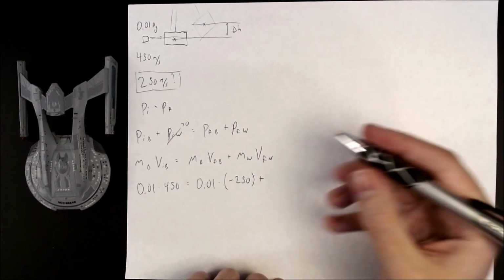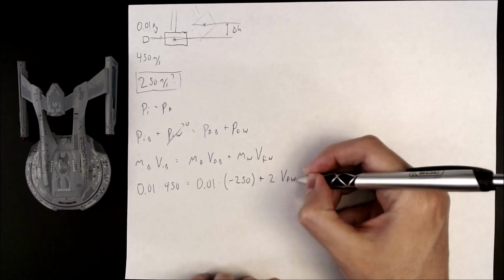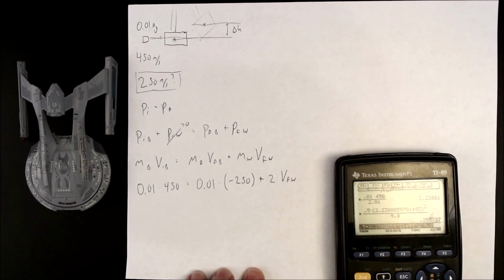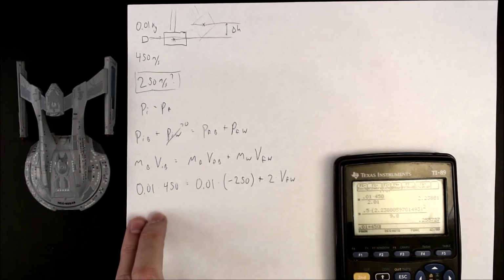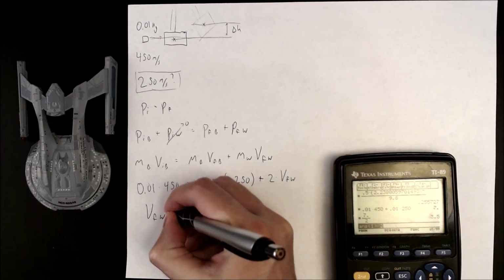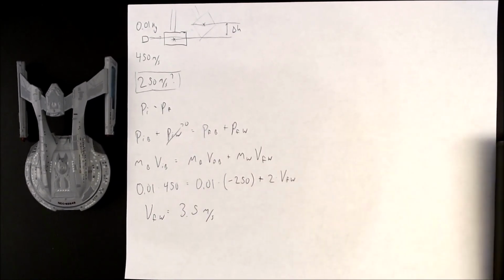Okay, we can add to that the mass of the wood, 2 kilograms, times the velocity final of the wood, and then we can solve. So on the left-hand side, we've got 0.01 times 450, and if we add 0.01 times 250 to both sides, then we get rid of that, and then divide by 2, and we get velocity final wood is equal to 3.5 meters per second.